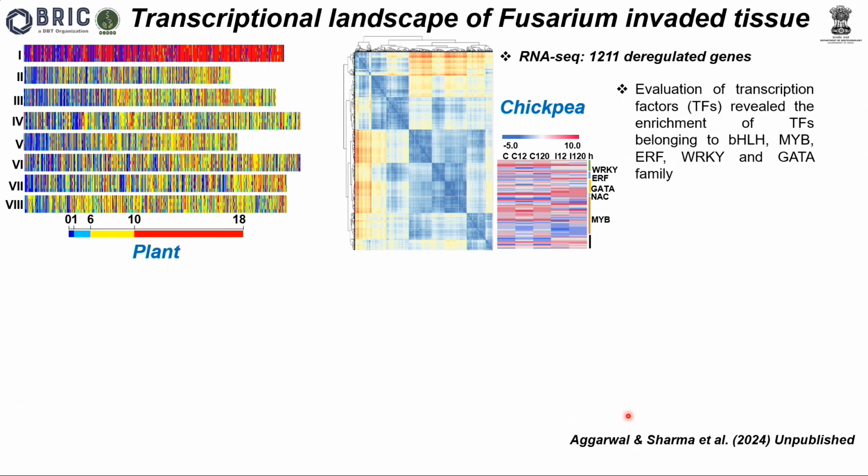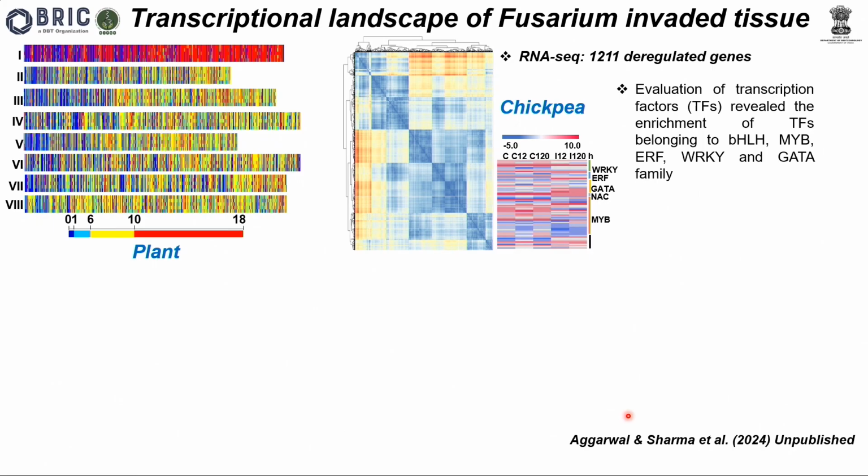Now what we have learned from the transcriptional landscape: in chickpea we have 8 chromosomes, and the majority of the deregulated transcripts came from chromosome 1. I told you that the nucleus is the regulatory hub, so we wanted to know which transcription factors regulate this process. In our data we found 5 transcription factor families, BHLH, MYB, ERF, WRKY and GATA, which showed the topmost hub proteins in this transcriptome data.